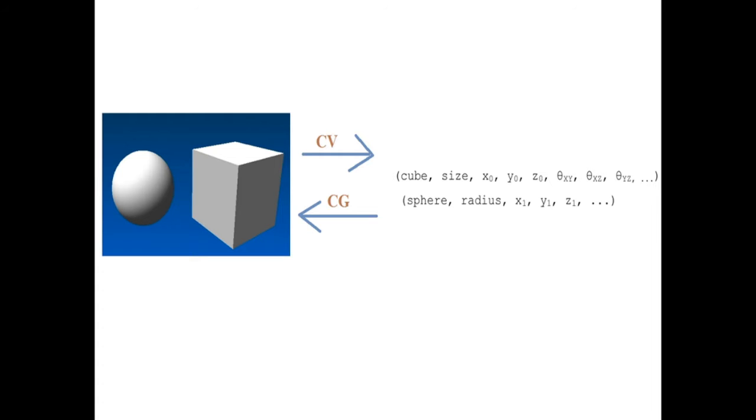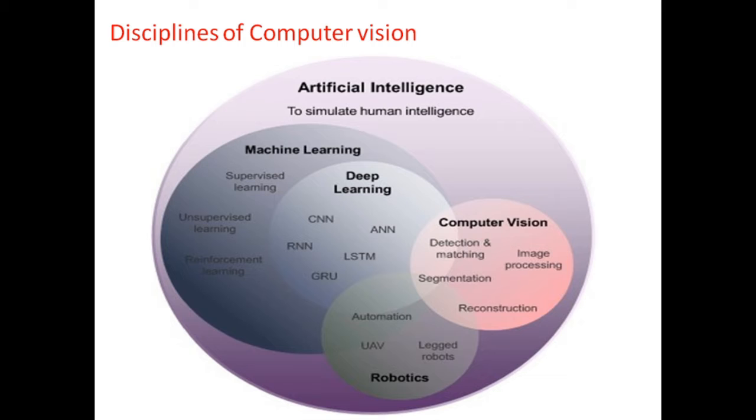But coming to computer graphics, as I have said earlier, it takes any numerical data, text, or information as input and produces the output as a 2D image. So this is the difference between computer vision and computer graphics. Okay, now, where did this computer vision come into the picture?